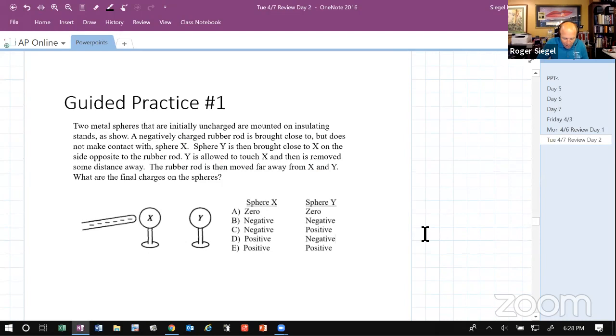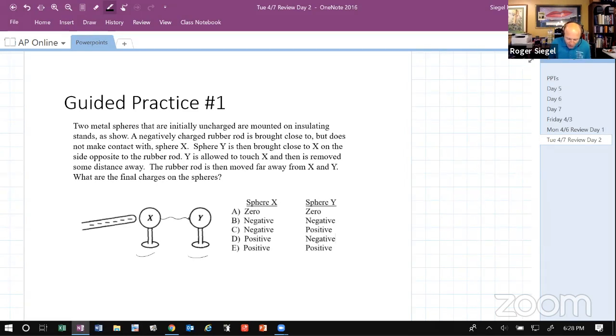All right, so here's our first problem. I think you're going to find this one's pretty easy. We've got these two metal spheres. They're initially uncharged, and of course they're sitting on insulating rods. Now a negatively charged rubber rod is brought close to but does not make contact with sphere X. Then we're going to take sphere Y and bring it close to the opposite side and let it touch. So I'm just going to connect these for a second and imagine I'm connecting them with a wire. That's a stand-in for having this touch.